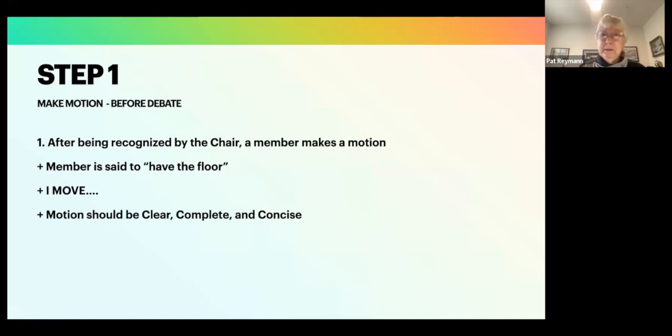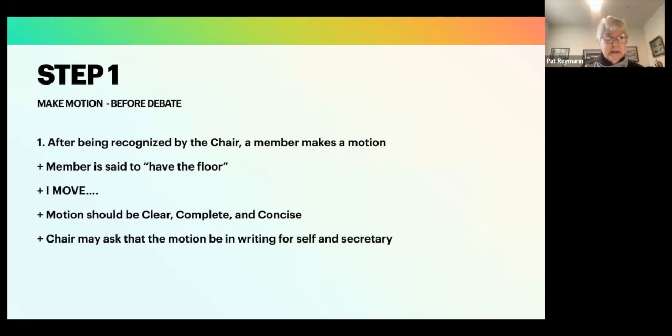A motion should be clear, it should be complete, and it should be concise. The 3 C's: clear, complete, and concise. It should have enough information in it so that we know exactly what the proposed action is. It should be understandable, but it should be concise. One sentence. When you make a motion, you make that one single sentence, if you can, and then you stop talking. You don't continue to explain at that point why you want this motion. You just make the motion. You'll get your chance to do that in a little bit. So clear, complete, and concise.